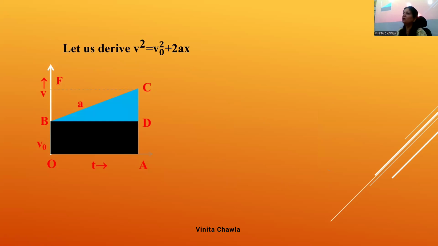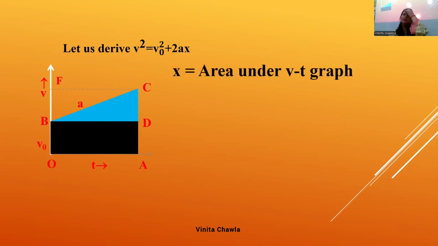And how do we find area of a trapezium? Yes, half into sum of the parallel sides multiplied by distance between the parallel sides. This is how we find area of a trapezium. Okay, so X is area under VT graph.